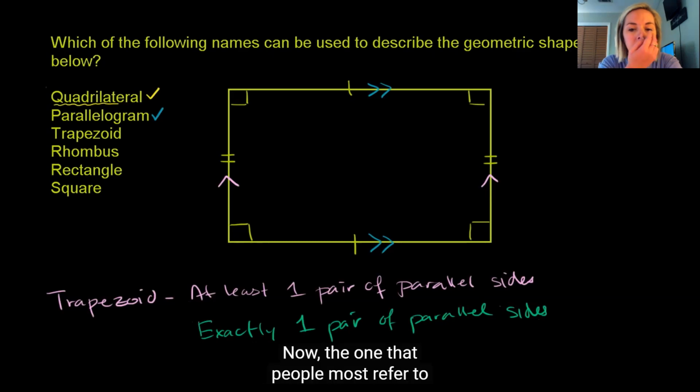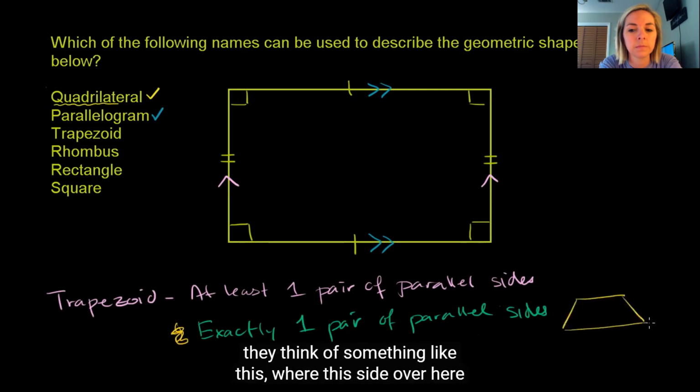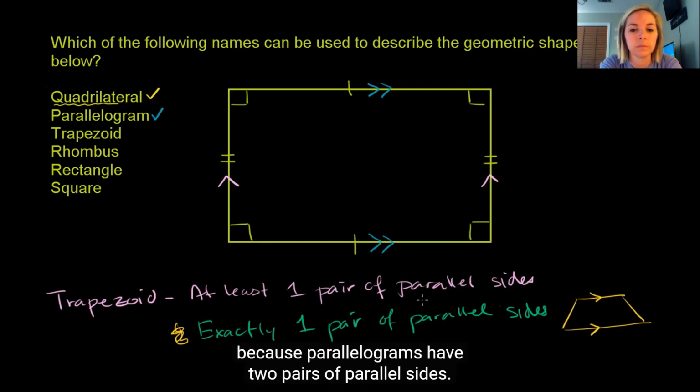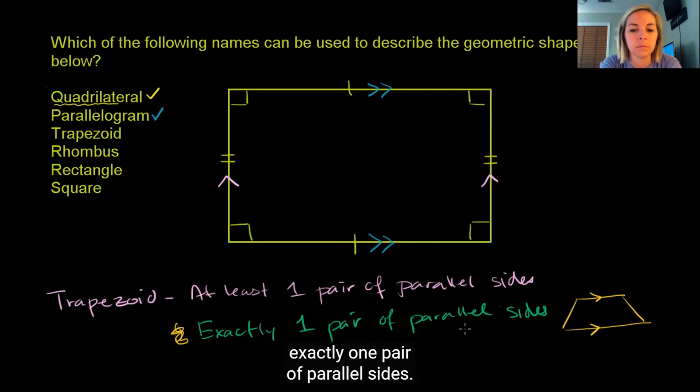Now, the one that people most refer to is actually this one right over here, exactly 1 pair of parallel sides. So the trapezoid that most people think of is something like this, where this side over here is parallel to that side over here, and those 2 are not parallel. But sometimes you'll also see "at least 1 pair of parallel sides," and so this would include parallelograms. It would be inclusive of parallelograms because parallelograms have 2 pairs of parallel sides. But I'm going to go with this definition right over here, exactly 1 pair of parallel sides.